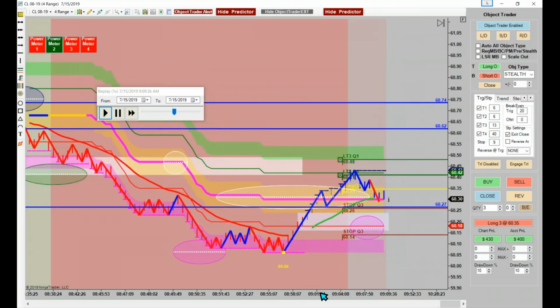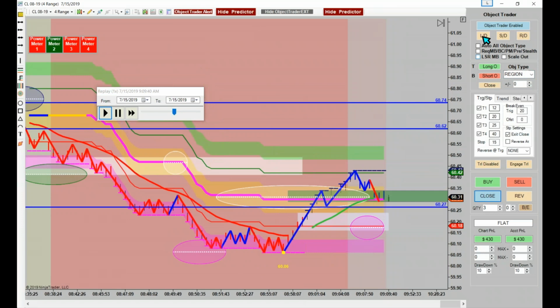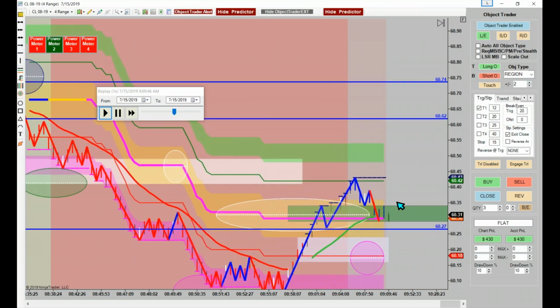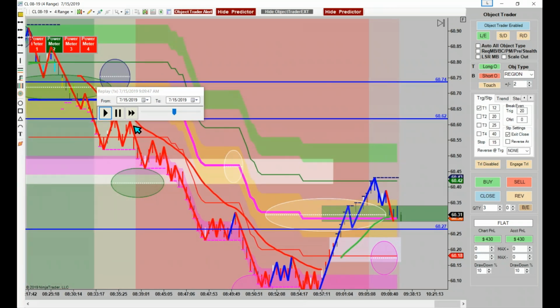Now, I didn't box that in, I just fired it. But the way you'd box this would be like this. You'd simply go region, and let's just kill it and do it the right way. There you go. And since it's a short background, we'll just try to get like 10 or 12 ticks.